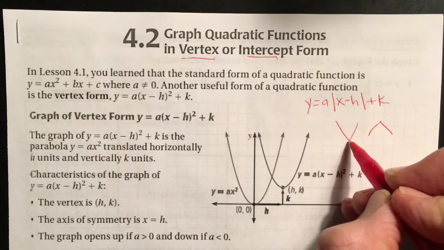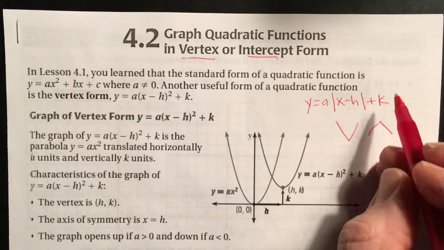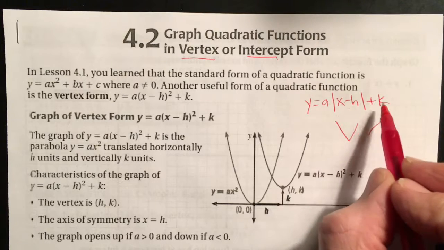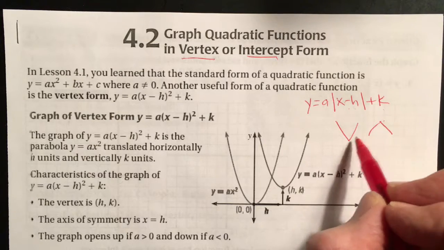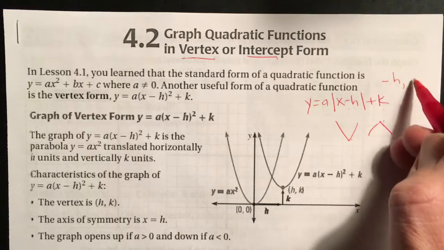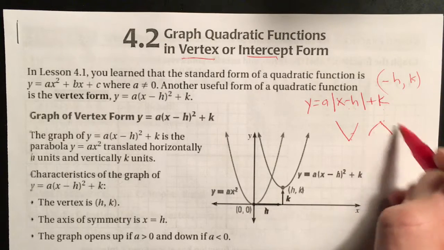And this little vertex here for the V shape came from the h and the k. So you would take the h and change the sign. That'd be the x, and the k would be the y value. So to plot these vertexes, you would do negative h and k, and plot that, and then apply the slope to that.